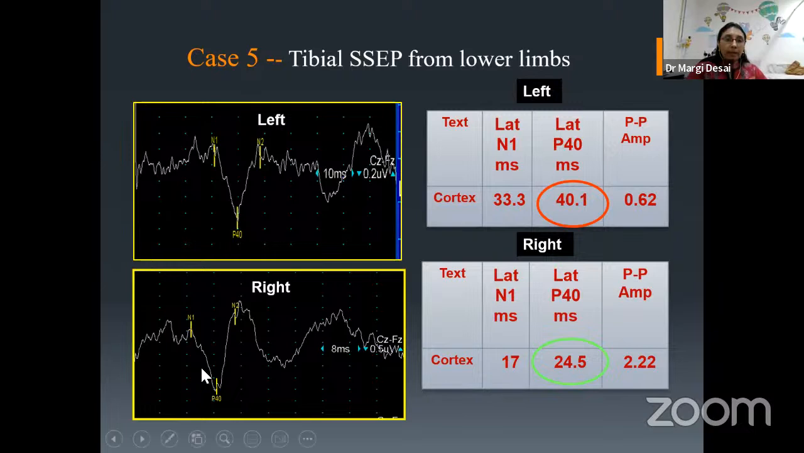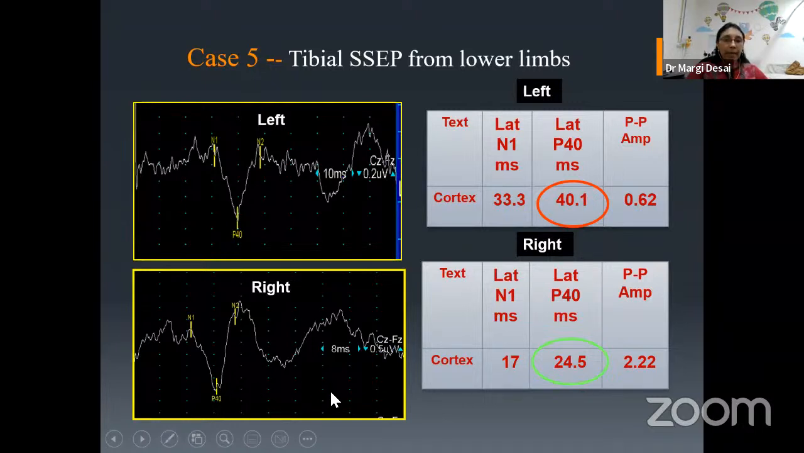Now, if you look at the tibial SSEP, this is the morphology. It looks like a V-shaped response. And this is what we look at, the P40. Why is it P? Any wave that goes down is known as a positive wave. In normal subjects, it arrives at a latency between 30 to 40. So it's called P40.